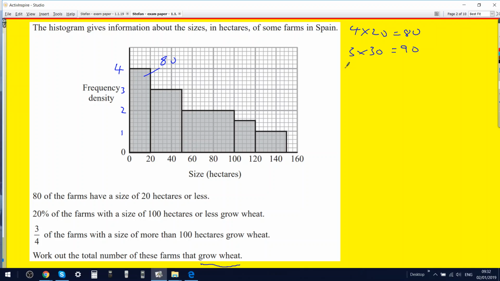And then 50 times 2 is 100. I think that's all I need from that, isn't it? Mm-hmm. And then do I need to add that all up and then divide it by 5? Yeah. Alright. Okay. 17. 10 divided by 5. I believe it's 54. Okay. And then 3/4 of the farms with a size of more than 100 hectares grow wheat.